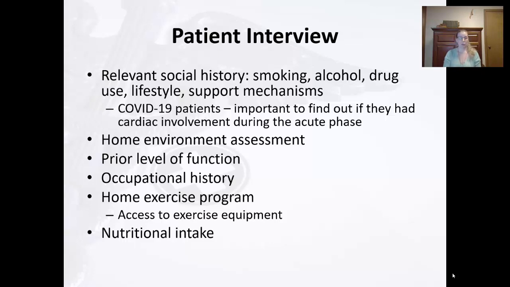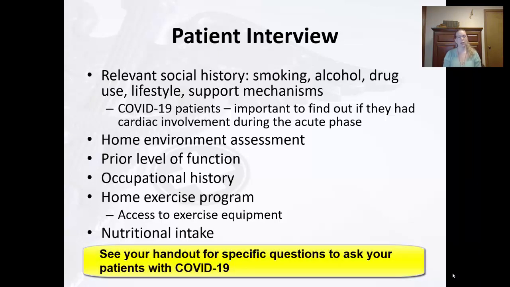Whenever we examine a patient, we always start with the patient interview. So when we're examining cardiovascular and pulmonary patients, that is also true. We want to ask about certain aspects of their history, things like smoking history, alcohol, drug use history, their lifestyle, who is around them that can provide support. In particular with the COVID-19 patients, some of these patients might have had cardiovascular involvement during the acute phase. So it's important to ask them if they had any cardiac complications during their hospitalization.